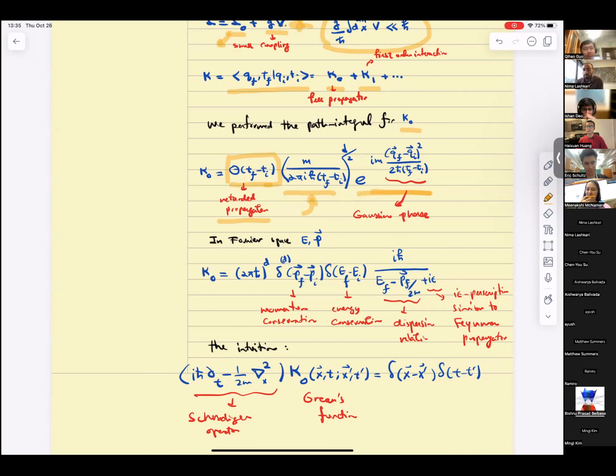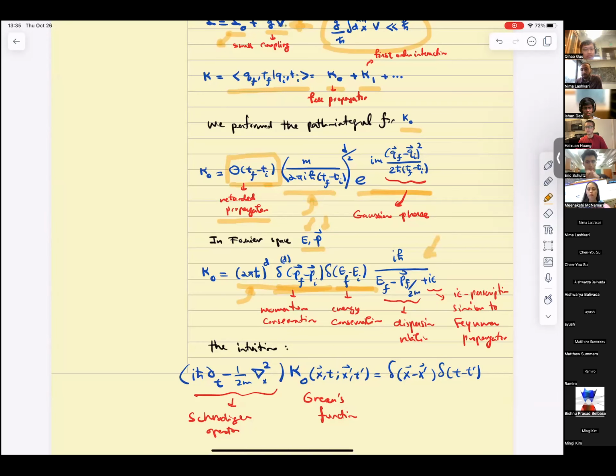Now, to make this a little bit more intuitive, you would go to Fourier space. The Fourier variables are going to be spatial momenta and energy, which is the Fourier variable conjugate to time. In Fourier space, you get the following expression: 2 pi h bar to the power of d, and there is the momentum conservation that comes out, and the energy conservation that comes out. Term by term, we can interpret it.